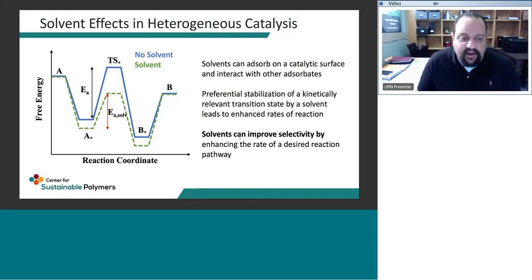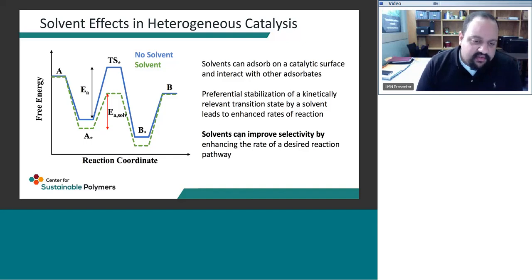Now, more than just interacting with the catalytic surface, you can have adsorbate-adsorbate interactions. So a solvent adsorbed on the surface can then interact with an adsorbed reactant or product species. And one example that we commonly see of this is hydrogen bonding, where water will adsorb on a catalyst surface. It will form hydrogen bonded networks on the catalyst surface. And then if it can interact with, say, a transition state on the surface that can participate in hydrogen bonding, it can then lower the energy of that transition state.